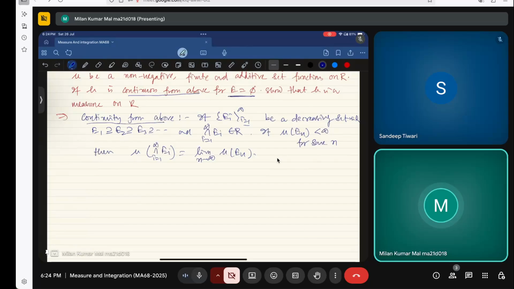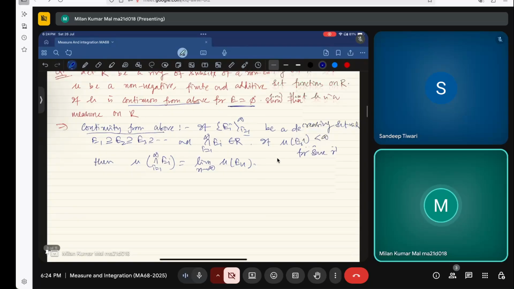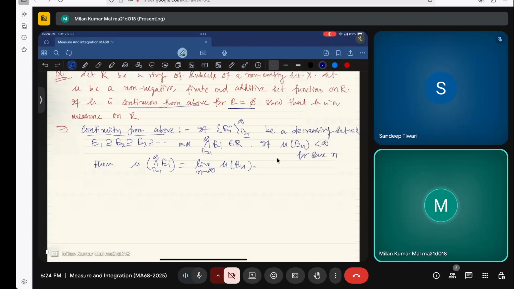So now the question is the continuity from above for the set E equals the intersection over i equals 1 to infinity, where E is equal to the empty set. For that set, we need continuity from above. So we have the fact that this is continuous from above. Using that, we have to prove that this is a measure.